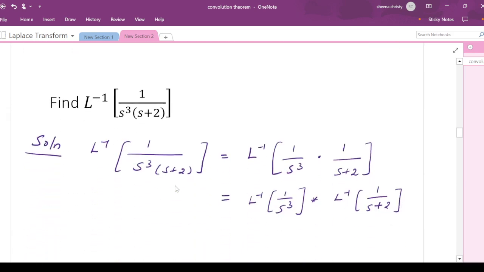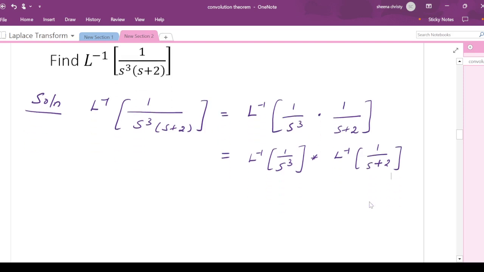Now we'll move on to the problem. Find L inverse of 1 by s cubed times (s plus 2). Here I am going to write this product of two terms as L inverse of 1 by s power 3 into 1 by (s plus 2). This we can write as L inverse of 1 by s power 3 star L inverse of 1 by (s plus 2), by making use of the convolution theorem.